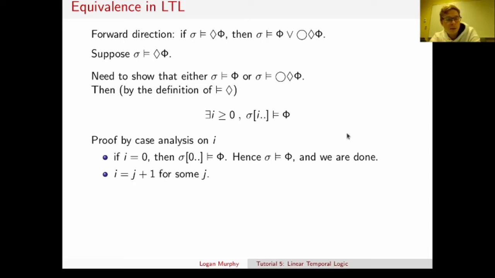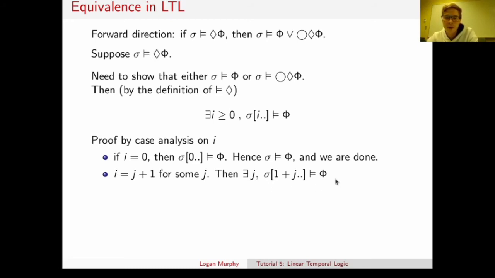Now, if I is equal to j plus 1 for some j, well, let's look at what our premise now tells us. So now it says that there exists some j such that j plus 1 satisfies phi, right? We just substituted j plus 1 in for I in our premise, and then we tweak this existential quantifier to now quantify over J. So now, from our premise, we have sigma 1 plus J satisfies phi, right?